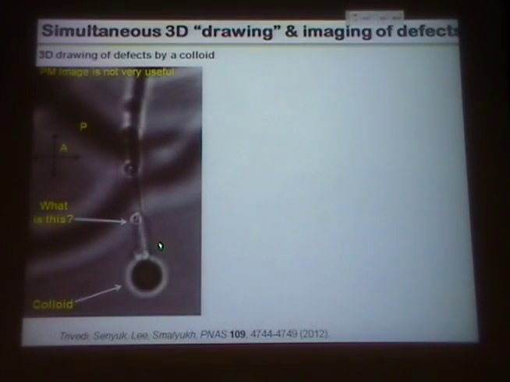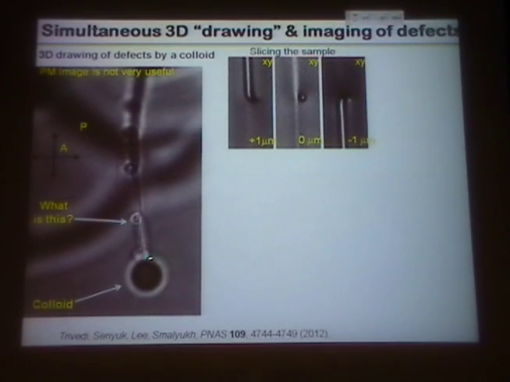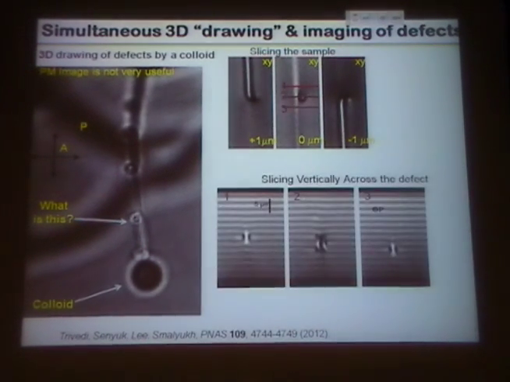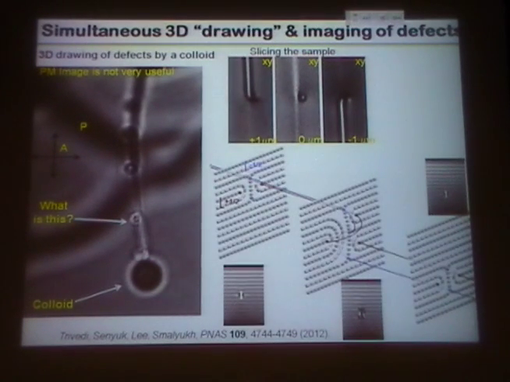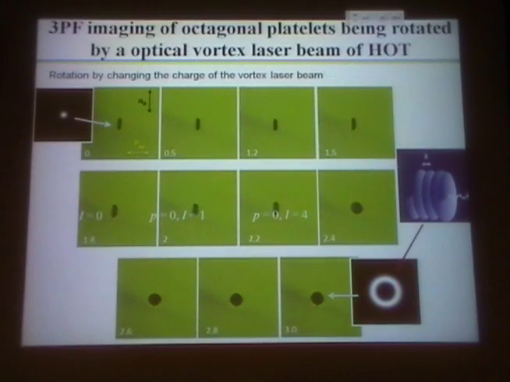Again, you can see here a colloidal particle attached to a defect in a liquid crystal sample, and we can manipulate such defect structures, but also at the same time do three-dimensional imaging and slice the sample in different imaging planes. From those, one can then visualize director structures and director fields corresponding to such samples.